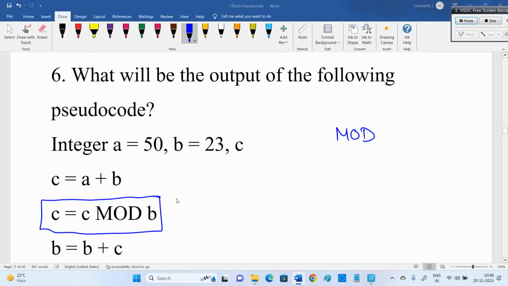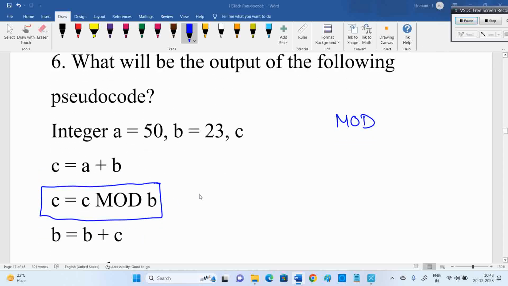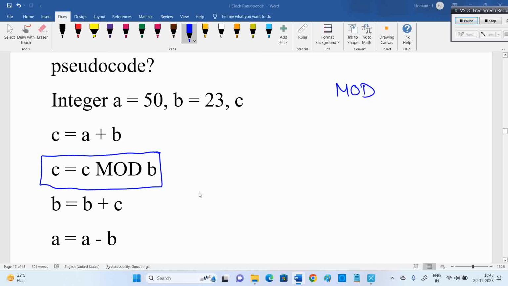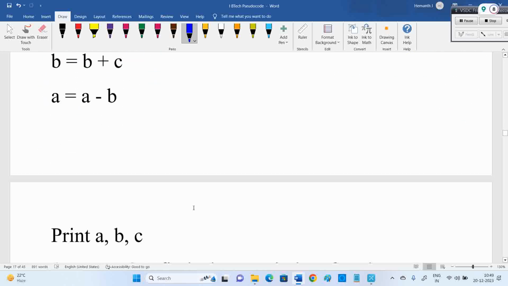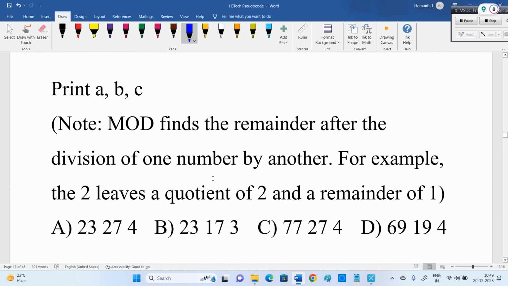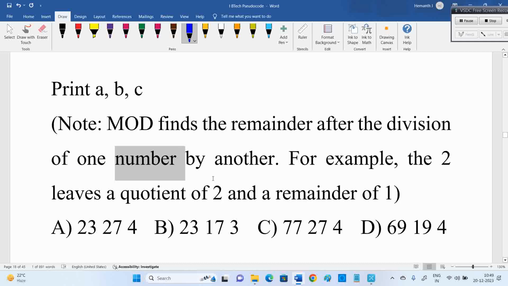Yeah, if you see this question number 6, they're asking for the output of this pseudocode. They've given A = 50, B = 23, and C. Mod generally gives you the remainder. And sir, if I don't know the meaning of that? In the exam, before the entire syntax, they explain what mod represents. So they clearly explained it here.